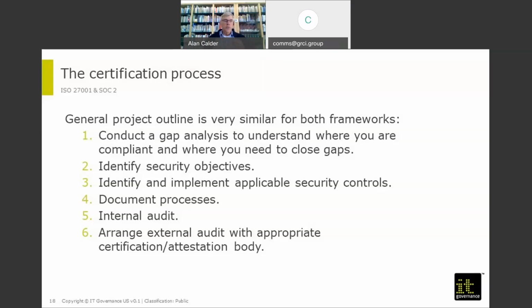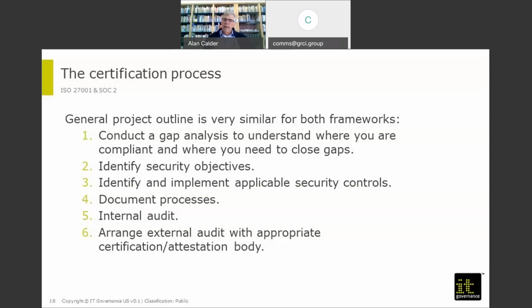Out of that, it's possible to identify what the key security objectives are that you're trying to achieve as an organization. Those might be which trust service principles you are seeking to apply, or there might be particular security objectives that you're seeking to apply across the organization, which could tie into specific legal requirements or contractual requirements, as the case may be.